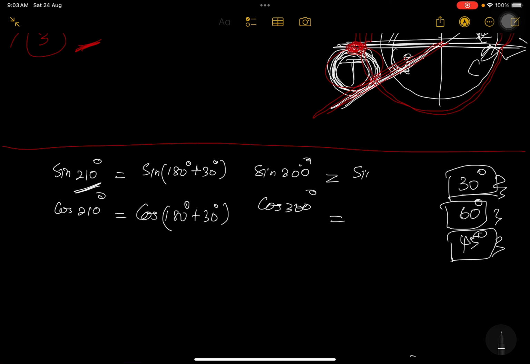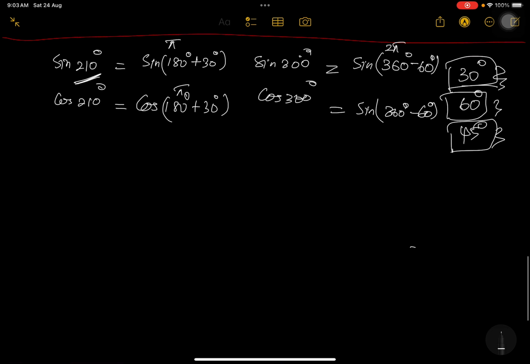Here sine 360 minus 60 degree. Or you can write this one as pi, this one as 2 pi, this one as pi. So anything is possible. Sine 360 degree minus 60 degree. So it's like this. Okay.